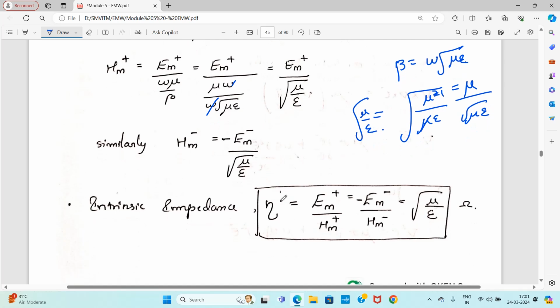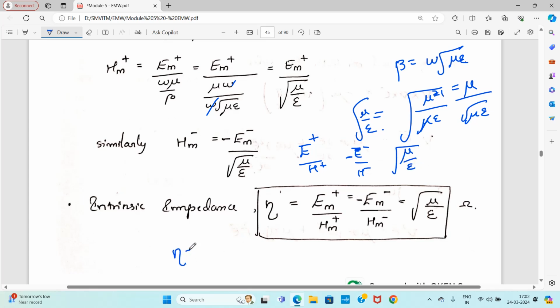Finally, what I can say is if I take the ratio of E and H, Em plus by Hm plus, or in terms of negative, it is minus Em minus by Hm minus, which is nothing but equal to root of μ by ε. This is called intrinsic impedance. The ratio of E by H is called intrinsic impedance. If I'm taking positive values, it is E plus by H plus. If I have negative values, it will be minus E minus by H minus. And that is nothing but root of μ by ε.